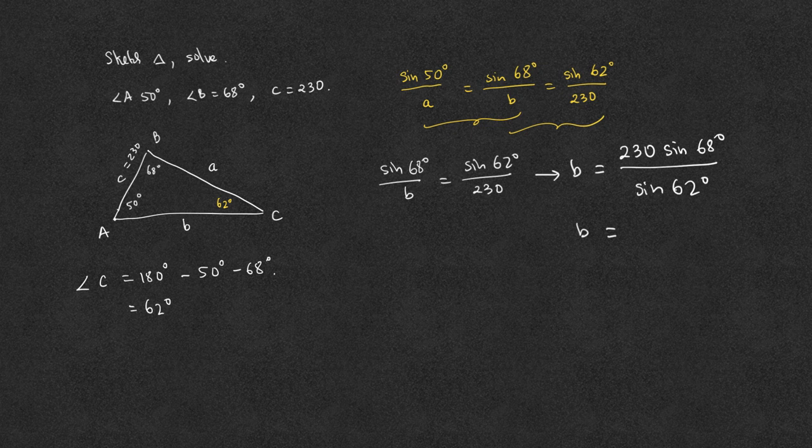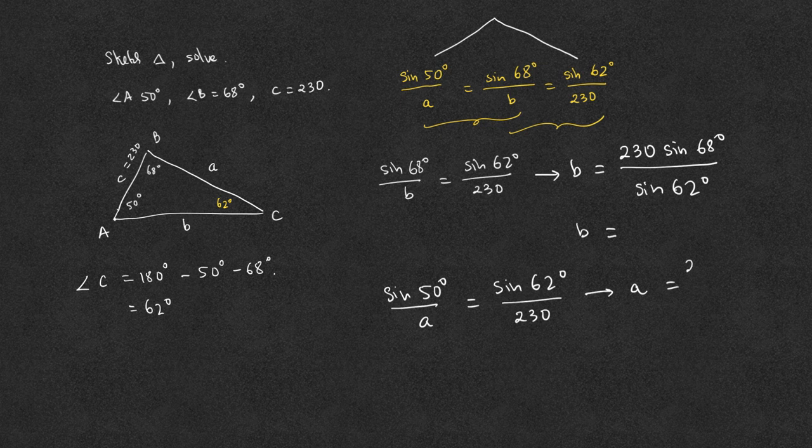We will use the calculator to find out what b is, but before we do that, we will set up the ratio to find a as well. If we look at the first ratio and the last ratio, that gives us another equation as well with only one unknown. And so we have sine of 50 degrees over a equals sine of 62 degrees over 230. And from this equation, we isolate a. a is 230 sine of 50 degrees this time over sine of 62 degrees.